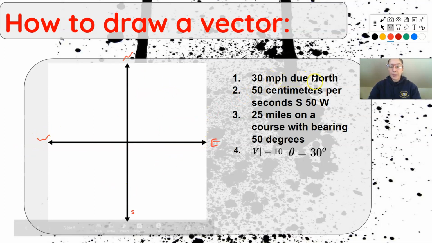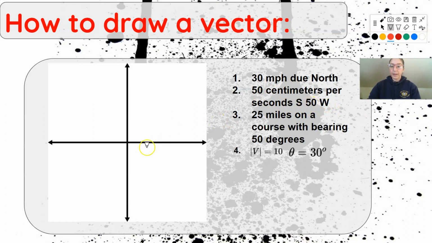So if we want 30 miles per hour due north, due north means literally only up, right? So our vector is starting at the origin. So here's our vector here. And the 30 miles per hour tells us the magnitude. So we have a vector that has magnitude equal to 30, and we're going due north. If we were thinking about degrees, this would also be a 90-degree vector. Okay, so there's one.